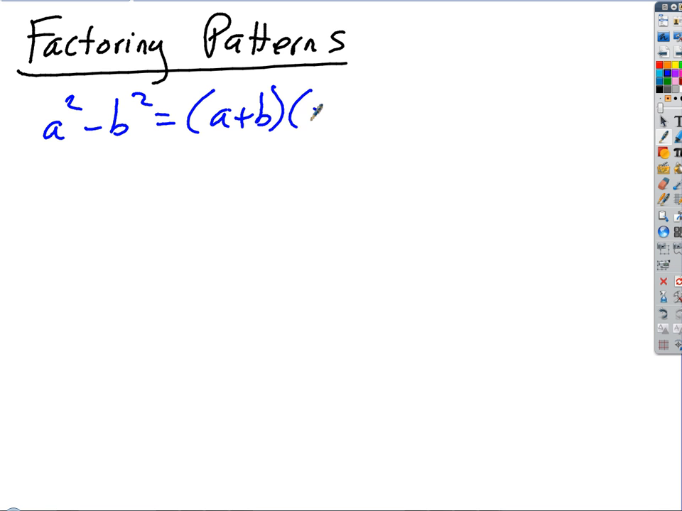Okay, let's start easy. We've got the one we already know, a squared minus b squared. What's that equal again? A plus b times a minus b. Good. And now we've got the new ones, the patterns for cubes.